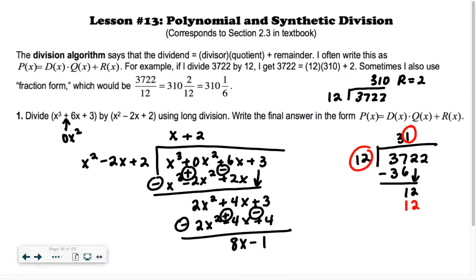Now can I go any more? Can I say, what do I multiply x squared by to get 8x? I mean, I could, technically. I could be like, oh, 1 over x times 8, right? 8 over x. That's weird. Okay, we're just going to be done there. That is now our remainder. So we're going to have a remainder of 8x minus 1.